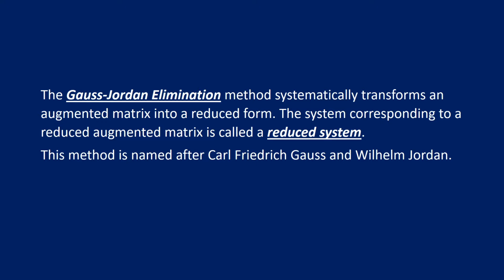The Gauss-Jordan elimination method systematically transforms an augmented matrix into a reduced form. The system corresponding to a reduced augmented matrix is called a reduced system. And this method is named after Carl Friedrich Gauss and Wilhelm Jordan.